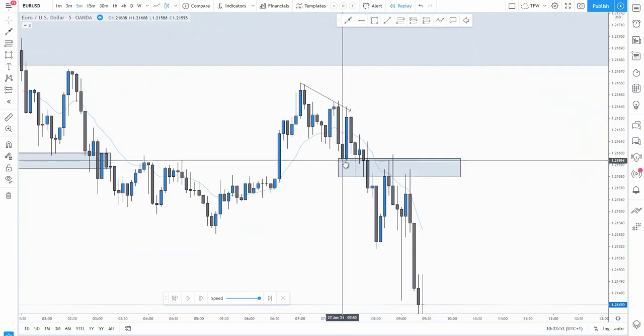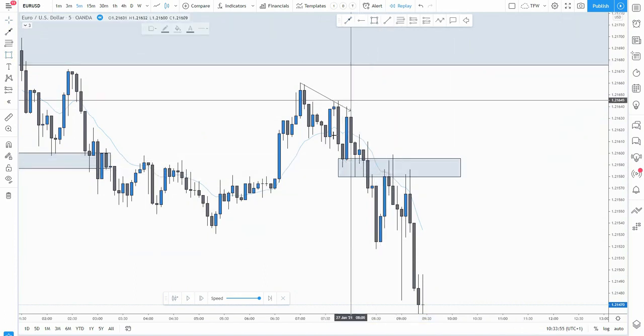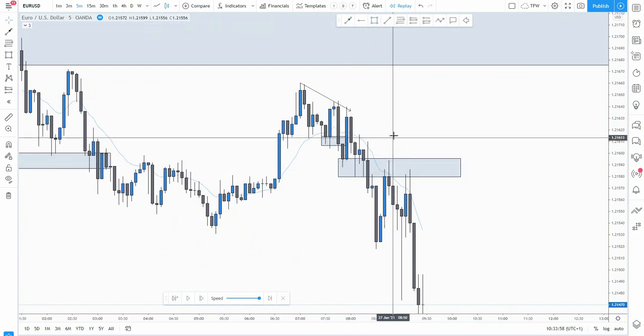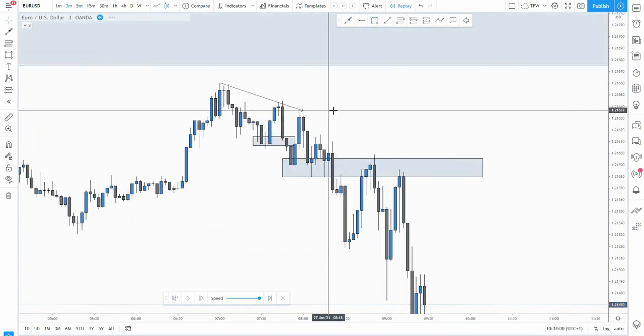Because why? This is a structural level again. Have a look, EMA tap as well. Or you can even enter right there on that break. Multiple opportunities. What if we go to the 3 minutes?